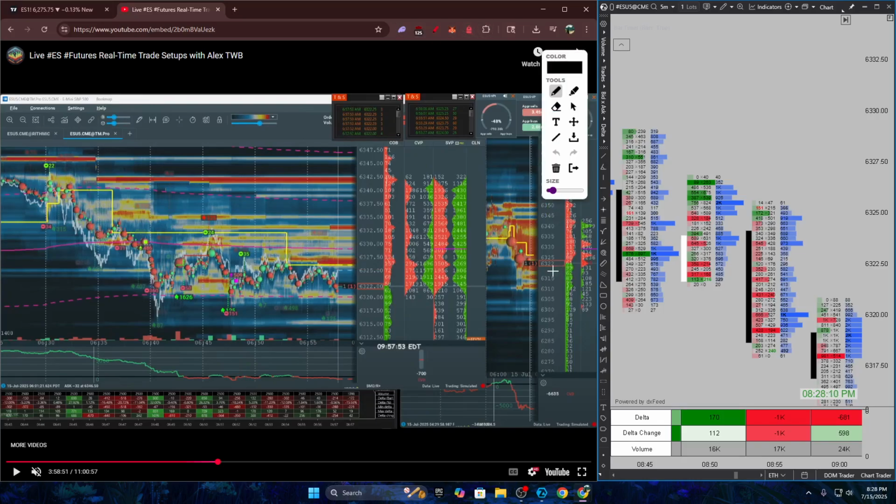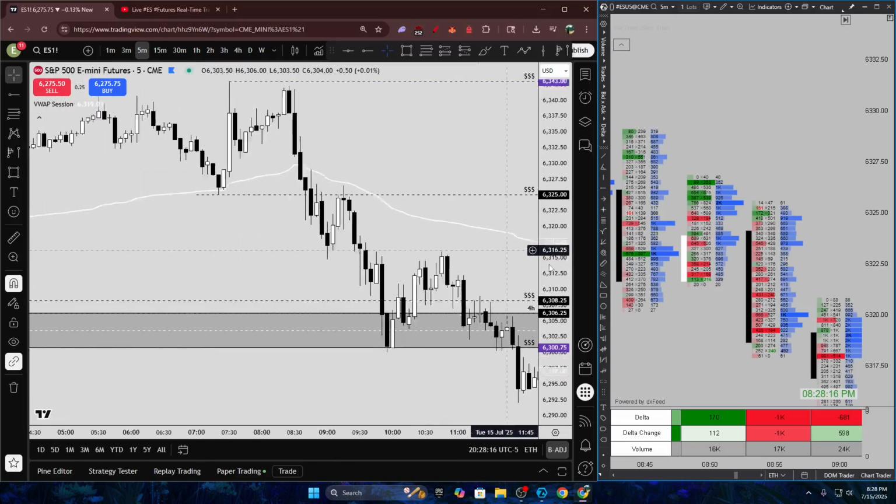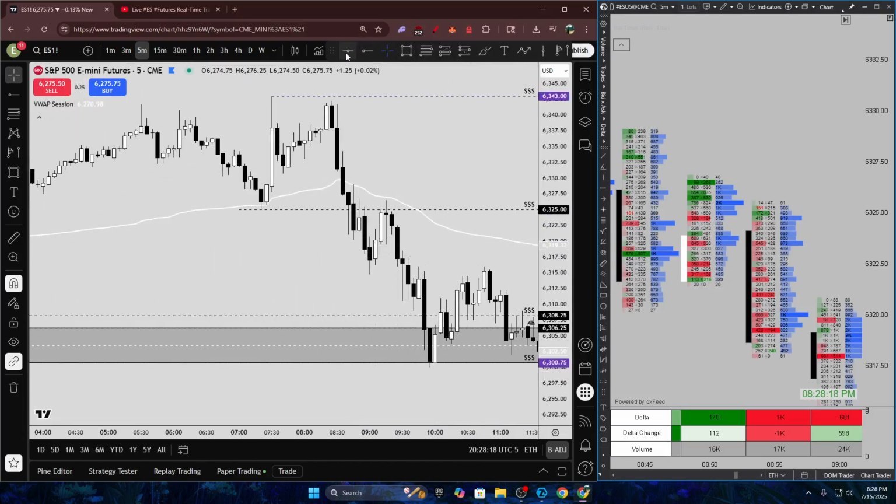Now, when I look at the higher time frame perspective of things, I do see that 6310 is a very key Bookmap level. So let's go ahead and mark that out. 6310.